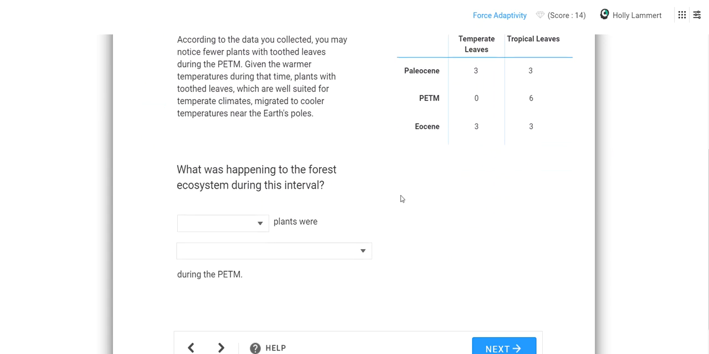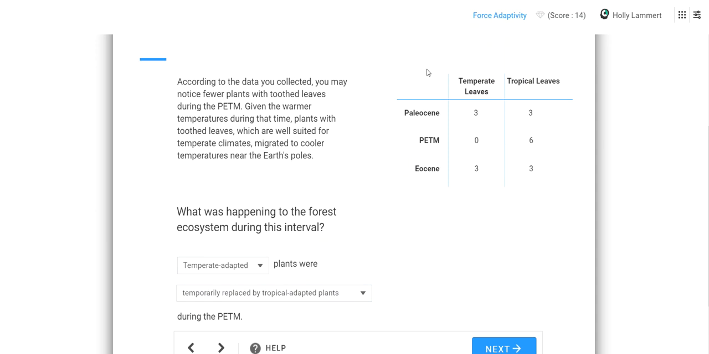According to the data you collected, you may notice fewer plants with toothed leaves during the PETM. Given the warmer temperatures during that time, plants with toothed leaves, which are well suited for temperate climates, migrate to cooler temperatures near the Earth's poles. What was happening to the forest ecosystem during this interval?